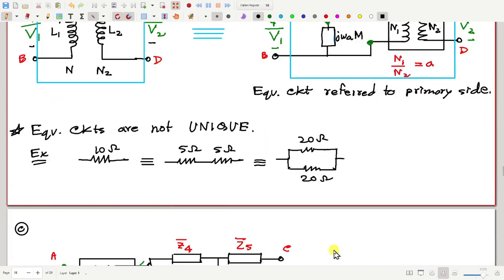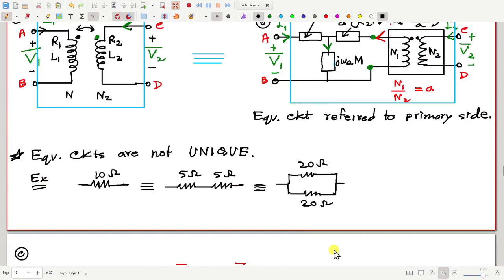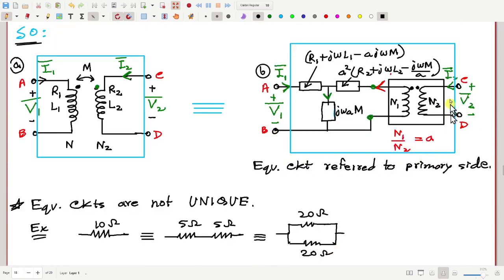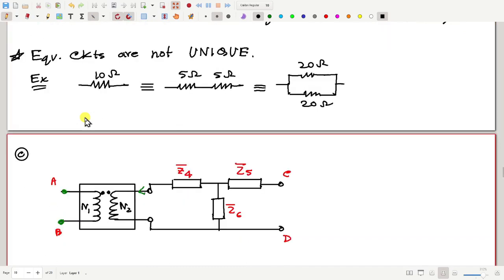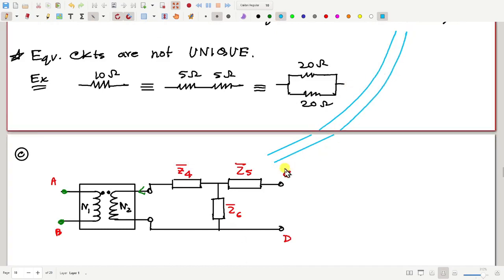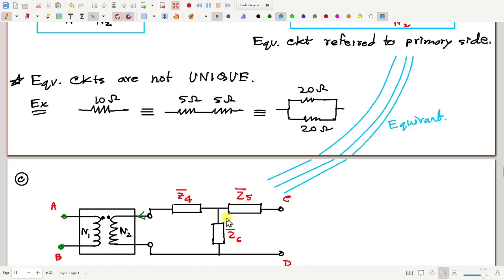But there is a shortcut way, okay? Because we already know the solution for this. I mean, what are the requirements for this to be equivalent to the original one? Now we also want this circuit C to be again equivalent to circuit B and circuit A. So what should be the values of Z4, Z5 and Z6? Anyone?